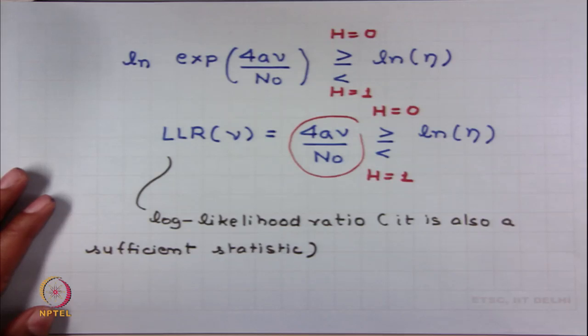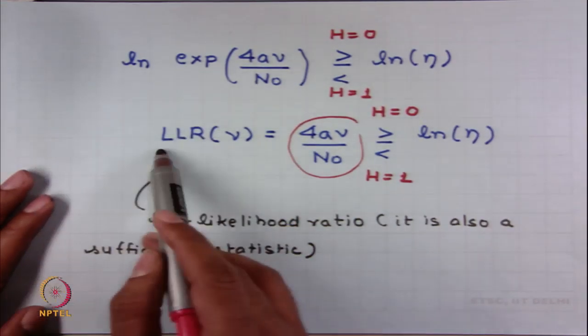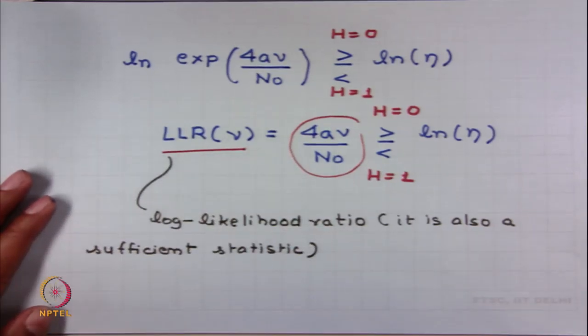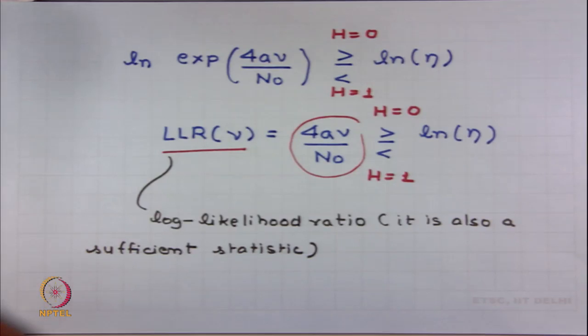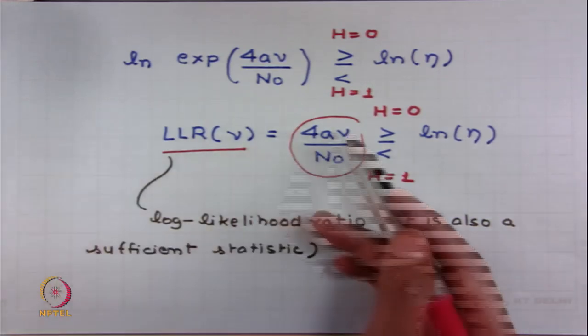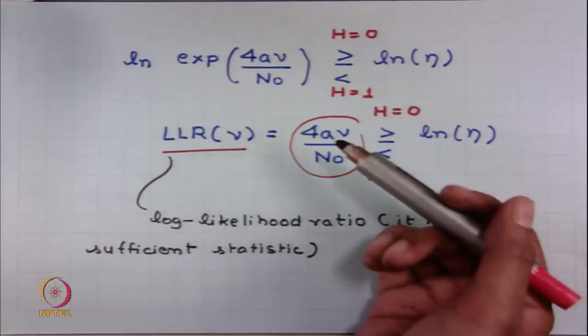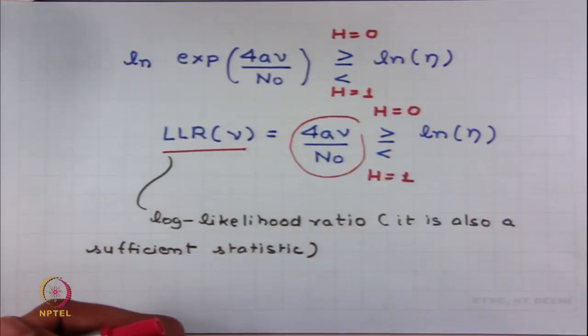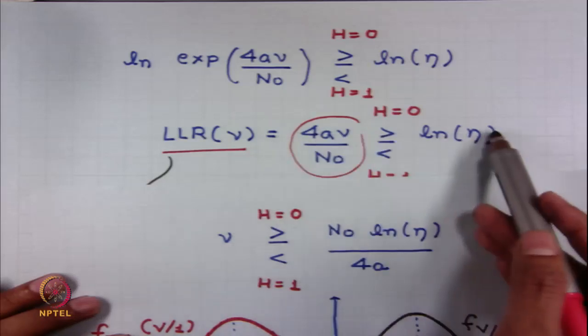And as we have said, this likelihood ratio is a sufficient statistic, and so is the log likelihood ratio. You can go back and forth between likelihood ratio and log likelihood ratio. So, if the likelihood ratio is a sufficient statistic, the log likelihood ratio is also a sufficient statistic. What a detector needs to know is just this log likelihood ratio. Once it knows this, it does not need to know the original likelihoods. So, now we can shift all this to this side.